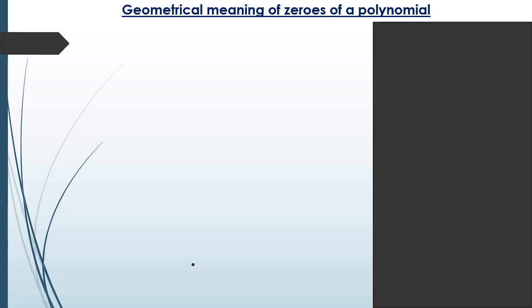Hello students, today we are going to discuss the next part of this chapter, that is nothing but the geometrical meaning of zeros of a polynomial. Already we have studied what exactly is a zero of a polynomial. We know that a real number which makes the value of a polynomial 0 is called a zero of a polynomial, and we also have studied that the maximum number of zeros of a polynomial is equal to its degree.